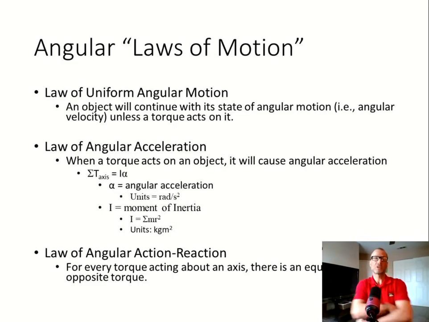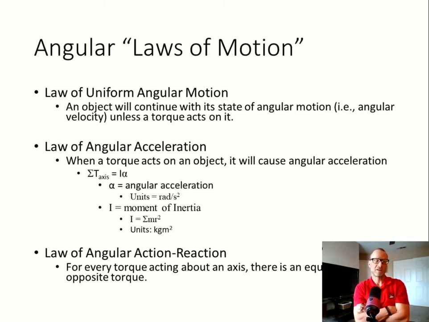So let's look at these three laws of angular motion. Again, there are not really angular laws of motion. These are just an extension of Newton's laws of motion using angular parameters. So, law of uniform angular motion: an object will continue with its state of angular motion, i.e. angular velocity, and the angular velocity will be constant, unless a torque acts on that object. A torque is the tendency of a force to cause rotation.